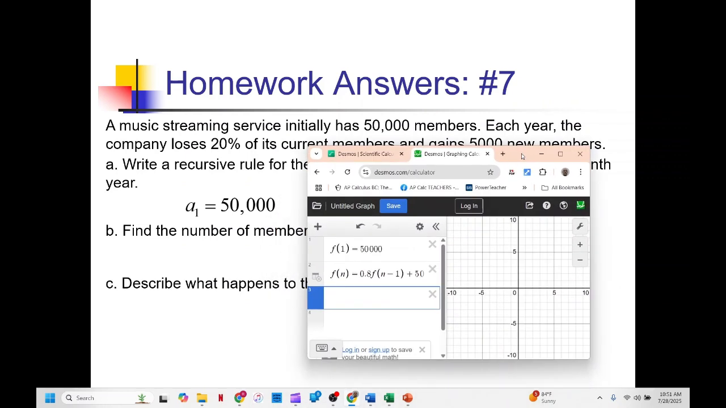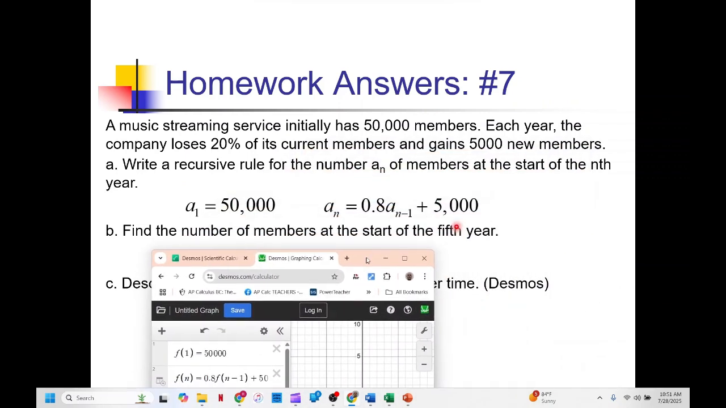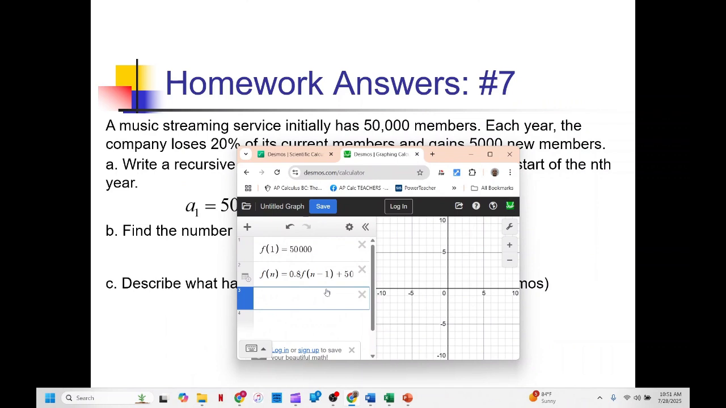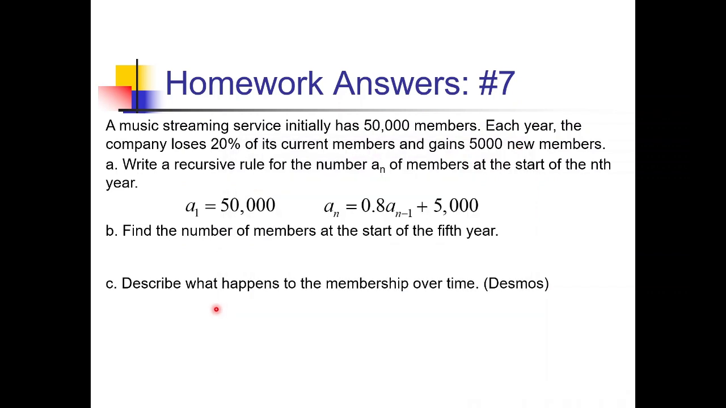And they wanted us to tell them the number of members at the start of the 5th year. So that would be f of 5. And plugging that in, it does all the recursive fun for us. That's going to be 35,240 members for that year.